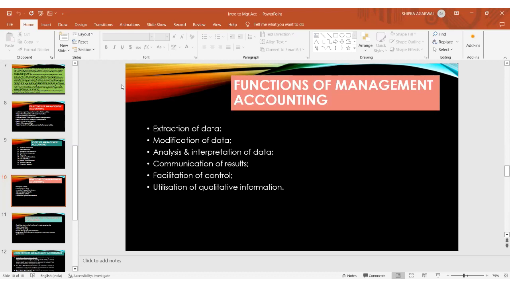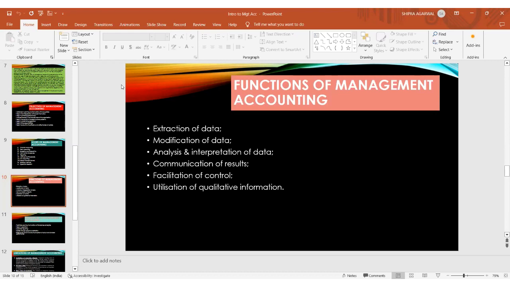Then we have the functions of management accounting. As a management accounting department individual, first of all, we need to extract the data. When I use the term extraction of data, I mean whatever is the decision to be taken, for that some piece of information is required. So from where we'll get this information, I need to extract that information from the concerned source. Secondly, once the information has been extracted, then I need to modify it. When I say modify it, that means I need to present it in a manner which is actually useful for the concerned people who will be using this information.